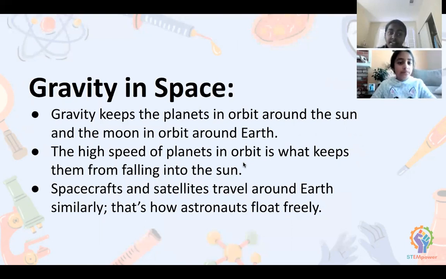So gravity in space. Gravity keeps planets in orbit around the sun and the moon in orbit around the Earth. The high speed of planets in orbit is what keeps them from falling into the sun. Because if there wasn't any speed, the gravity of the sun would just keep on pulling them closer and eventually envelop them. So spacecrafts and satellites travel around the Earth using gravity, and it's how astronauts float freely.